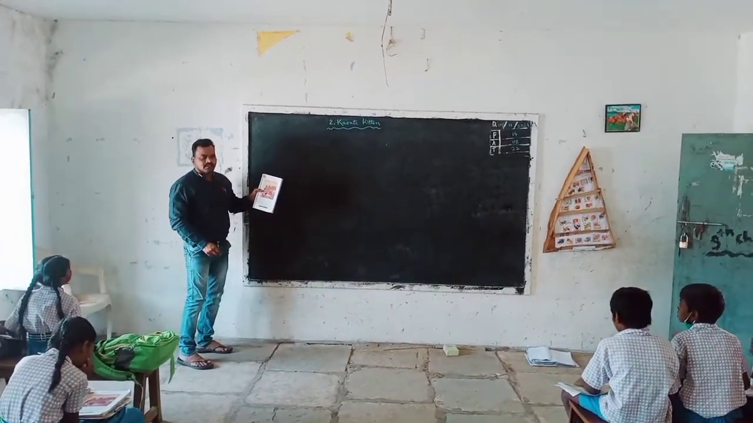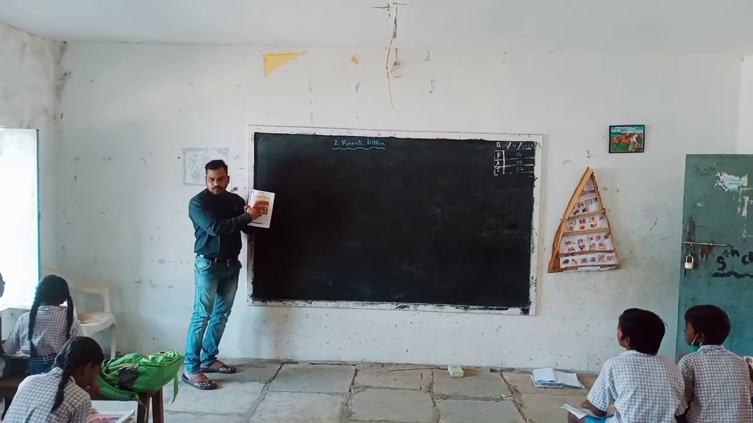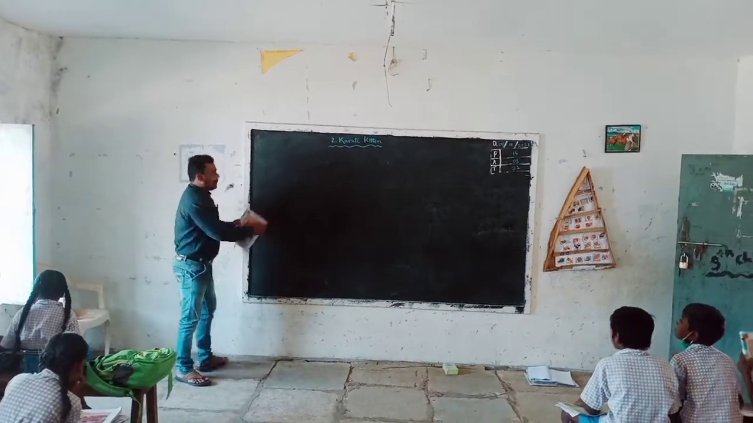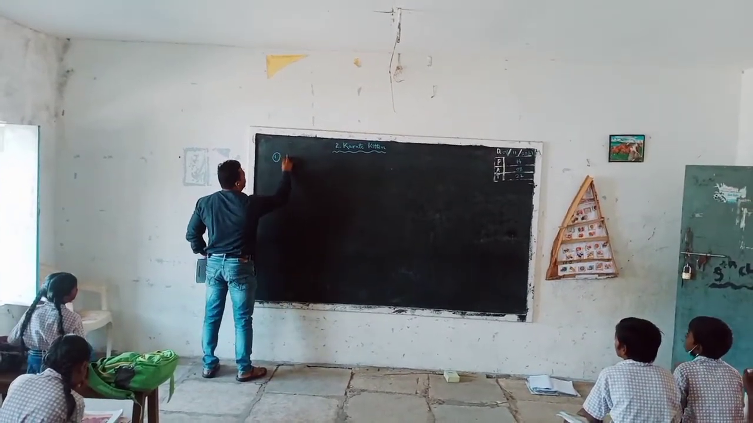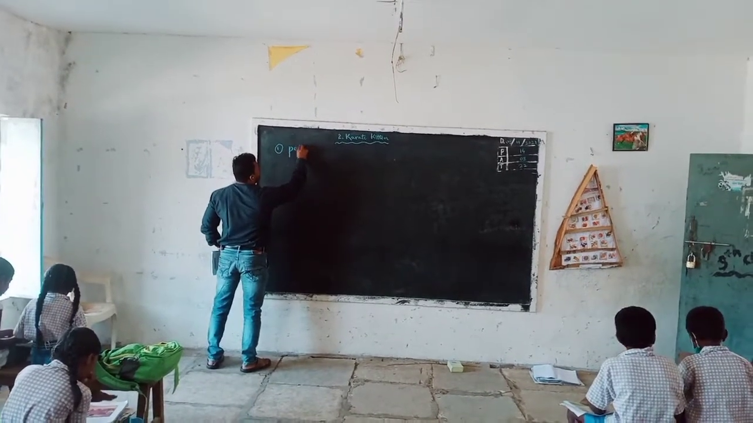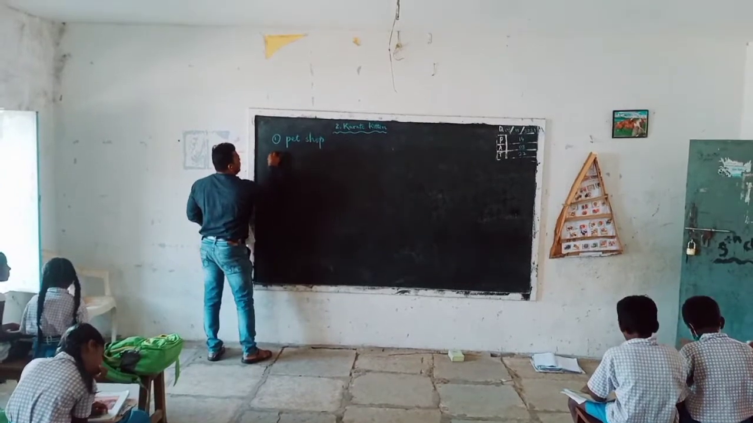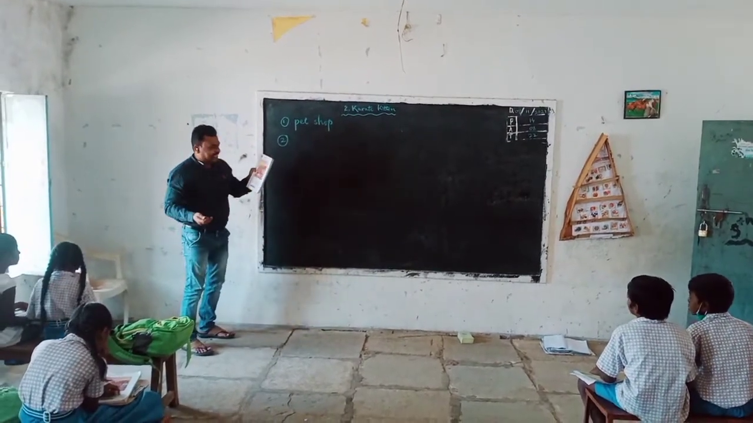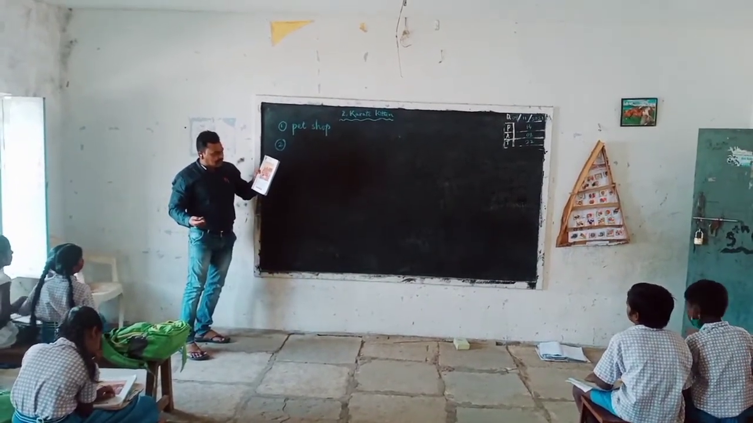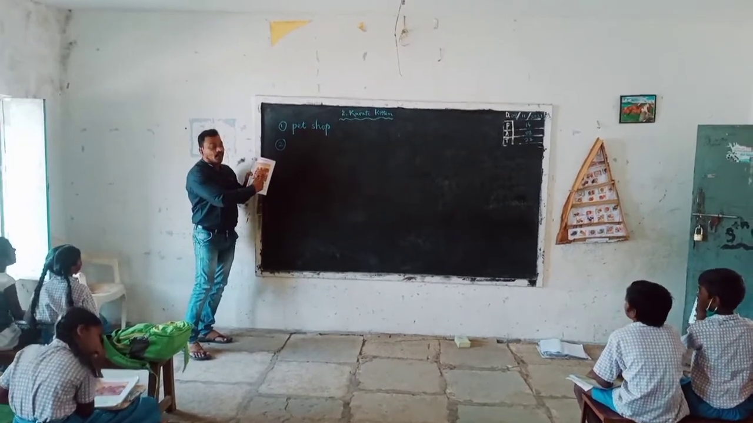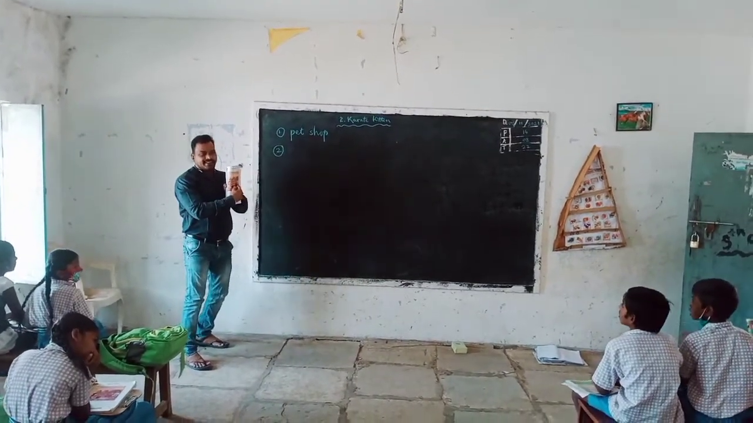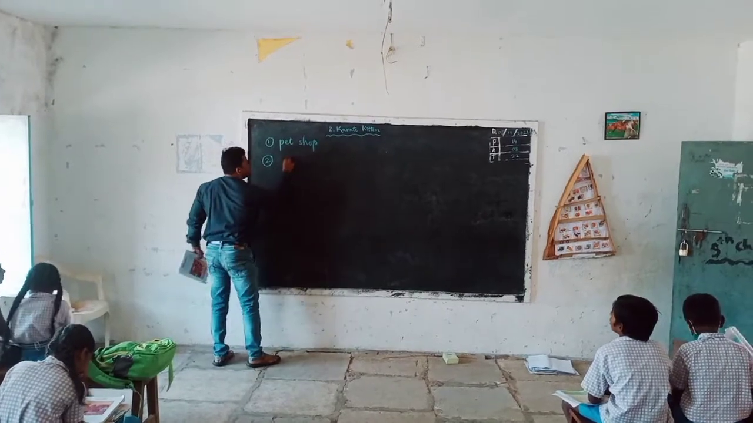There is a bird. What is that place? A pet shop. Very good. What else do you see? A cat. Where is the cat? You pointed at the cat correctly. Very good. There is a cat.